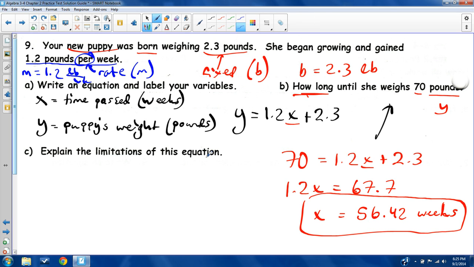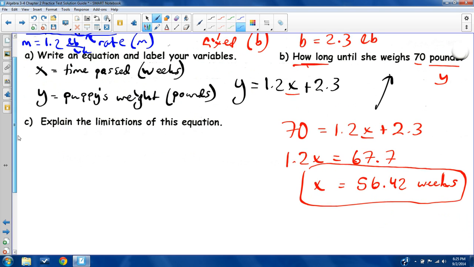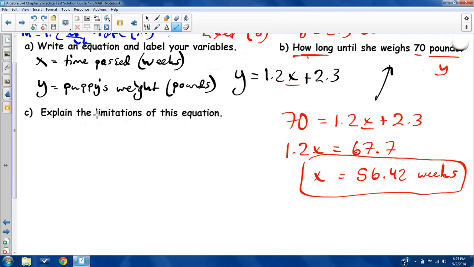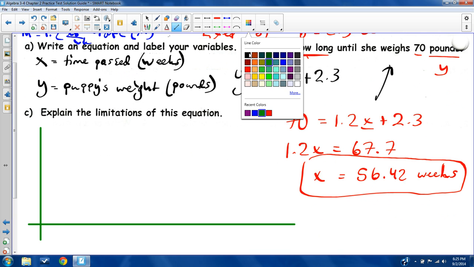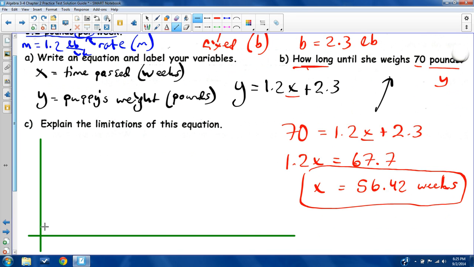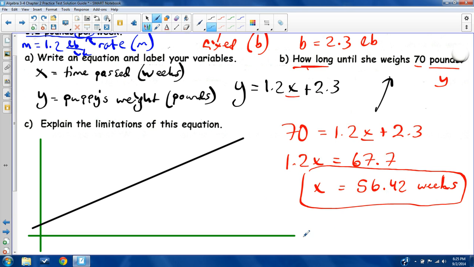Okay, explain the limitations of this equation. So here's the thing. I'm going to do a really quick graph of this. There's my x and y. Now this graph looks kind of like it crosses at 2.3, right? That's my y-intercept, and it goes up 1 over 1. Let's just say it did that. And here's my time scale. My x is weeks, time passed, and this is pounds. So we know at 0 weeks old it does that.